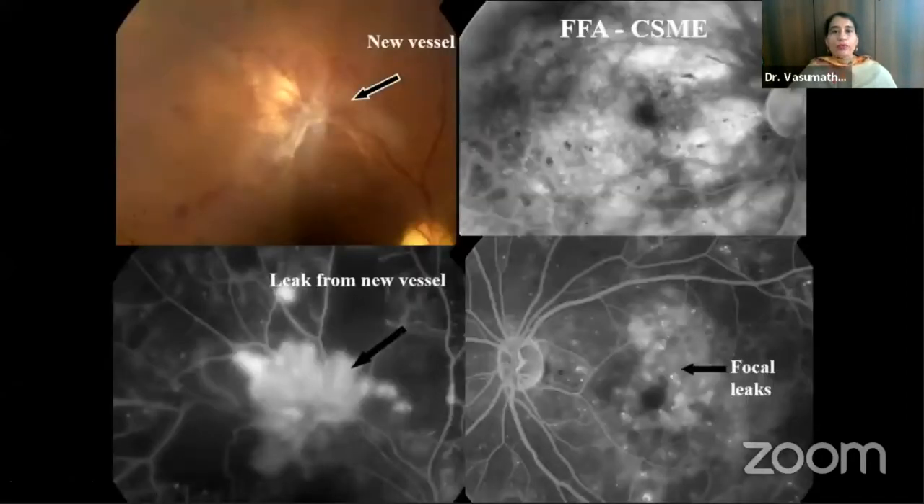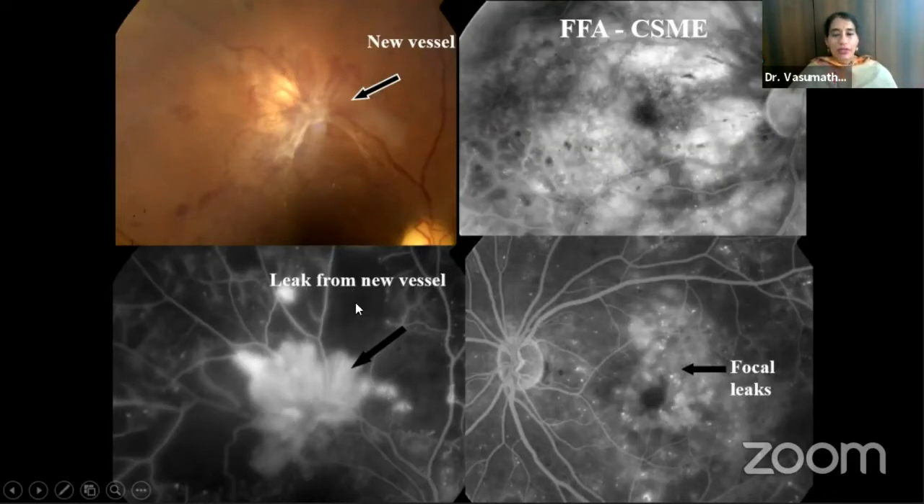And these are a few fluorescein angiograms which I will show. Since the time is only 20 minutes, I will be showing only a few pictures. This is a color photograph of a new vessel, but if you do the angiogram, you get much more information. You see that the new vessel has started leaking because they have leaky walls.